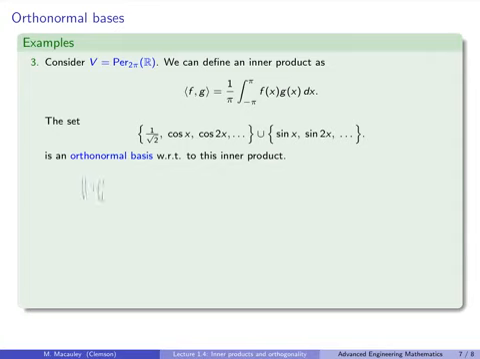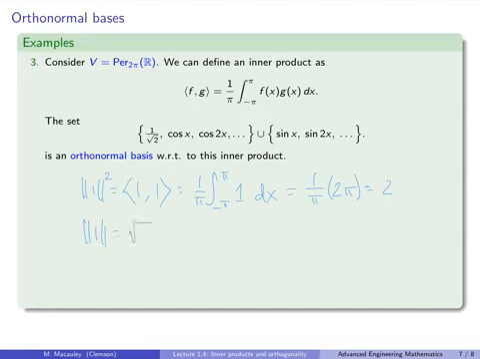So the norm of the function 1 is, well, the norm squared is the inner product of 1 with itself, which by this definition is 1 over pi times the integral from negative pi to pi of 1 dx. And if you compute this, you get 1 over pi times 2 pi equals 2. So in fact, the norm of the function 1 is equal to the square root of 2. So a little bit weird here, but it's because we're doubling up really on this n equals 0 term.